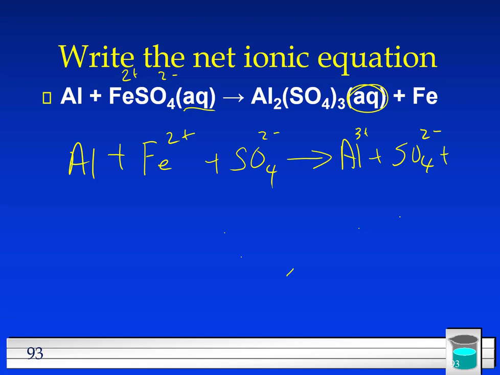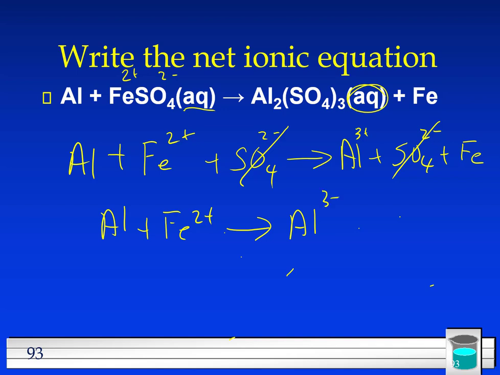Okay, and iron, does iron fall apart? No. So there's my complete ionic equation. Every kind of thing that's an ion is an ion. Now, to turn it into net ionic equation, we eliminate spectators. SO4 was on both sides. So I'm left with Al plus Fe2 plus makes Al3 plus plus Fe.